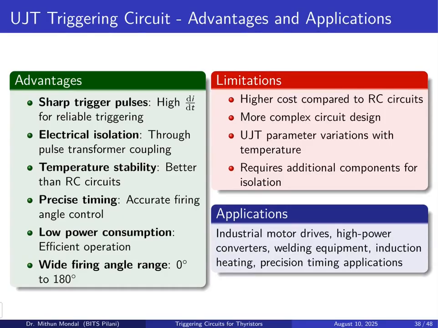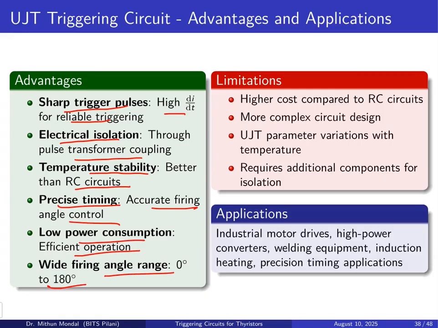Among the advantages, we get sharp triggering pulses because you have high di by dt, which gives reliable triggering. There is electrical isolation through the pulse transformer, and temperature stability is also there because we are using a better RC circuit. Precise timing is possible because accurate firing angle control is possible. There is low power consumption because of efficient operation, and you have a wide firing angle range of 0 to 180 degrees.